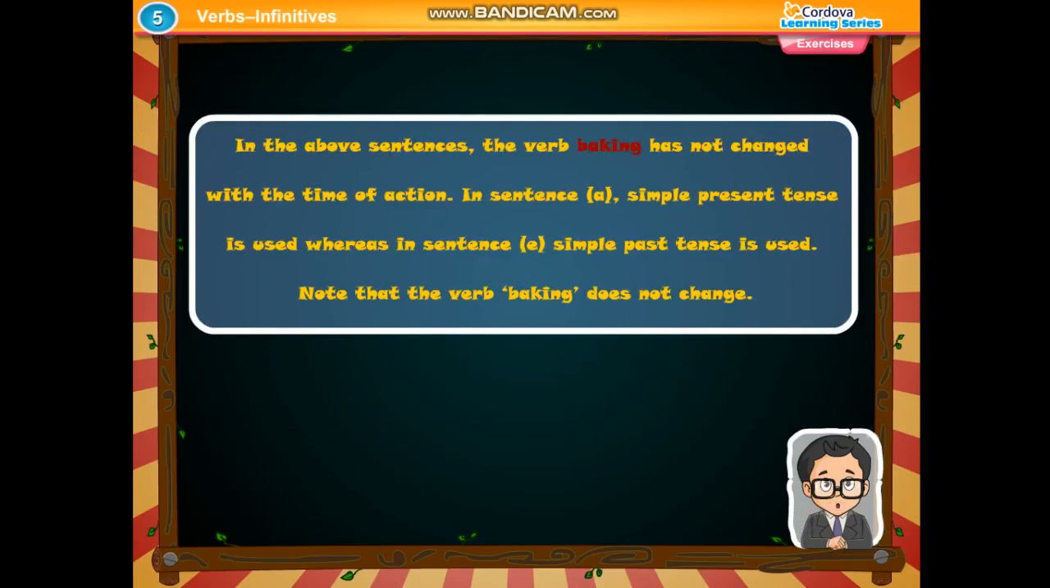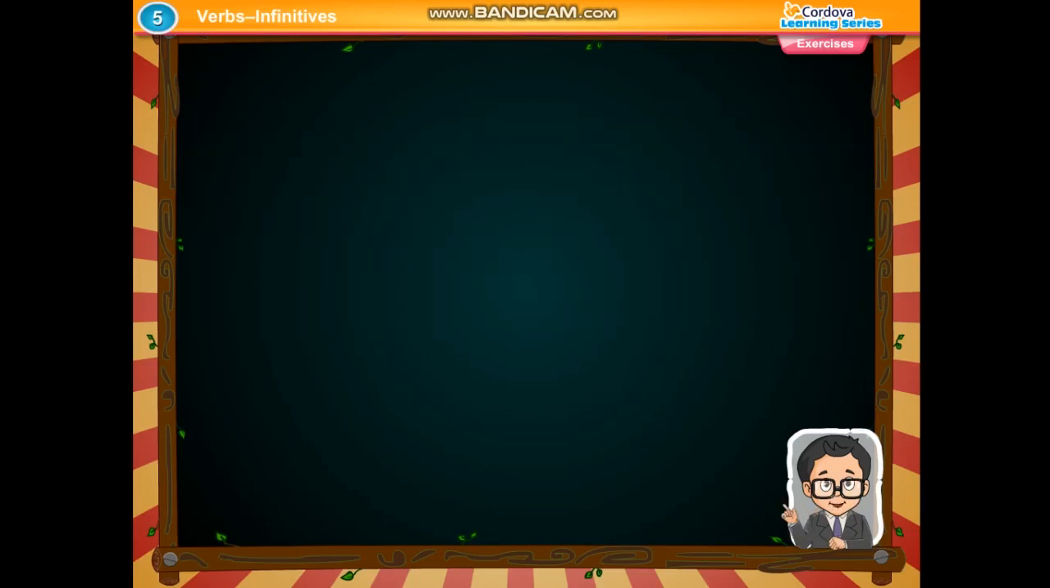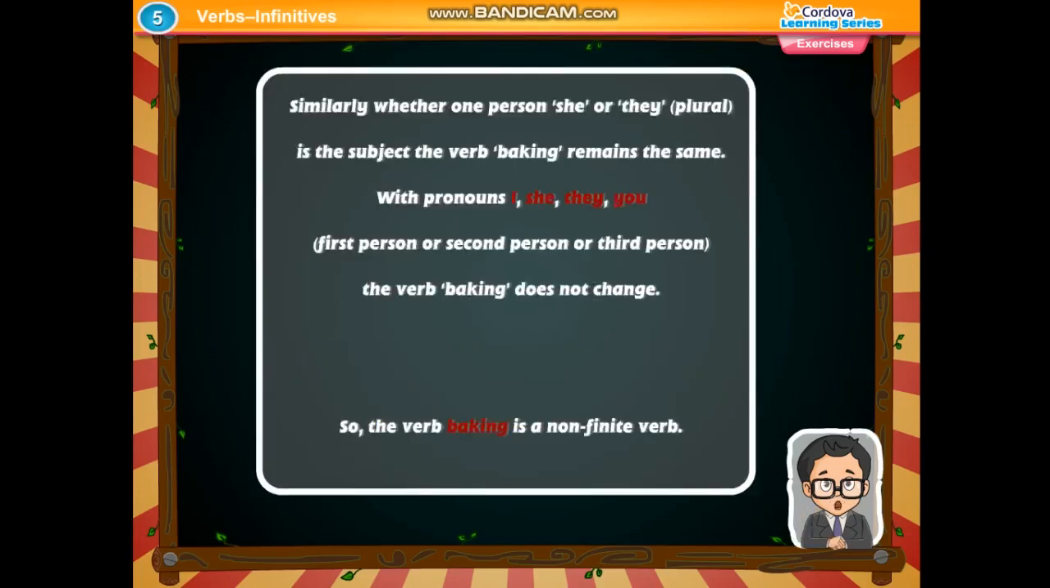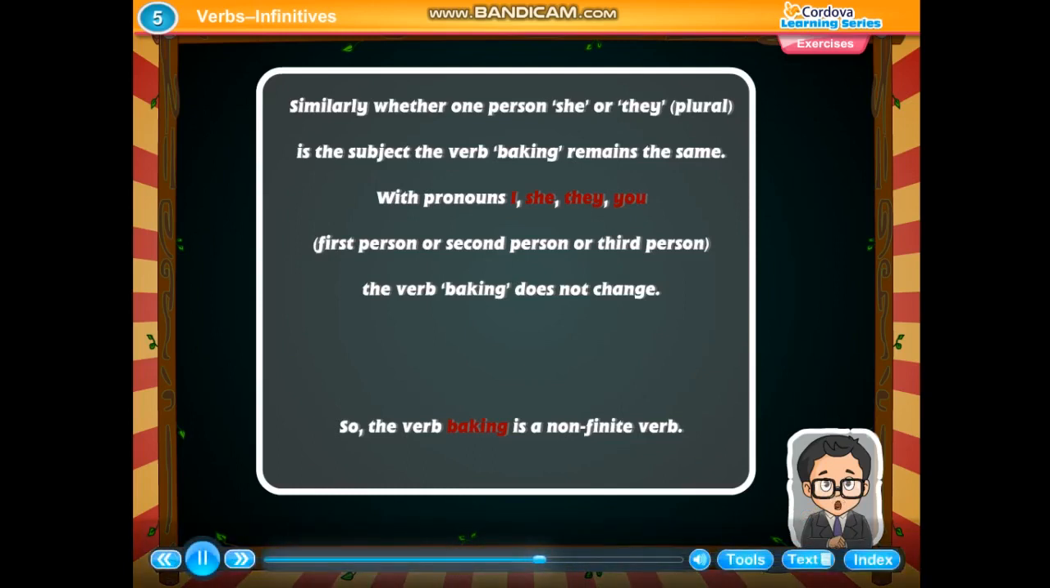In sentence A, simple present tense is used, whereas in sentence C, simple past tense is used. Note that the verb baking does not change. Similarly, whether one person, she, or they, plural, is the subject, the verb baking remains the same, with pronouns I, she, they, you, first person or second person or third person. The verb baking does not change, so the verb baking is a non-finite verb.